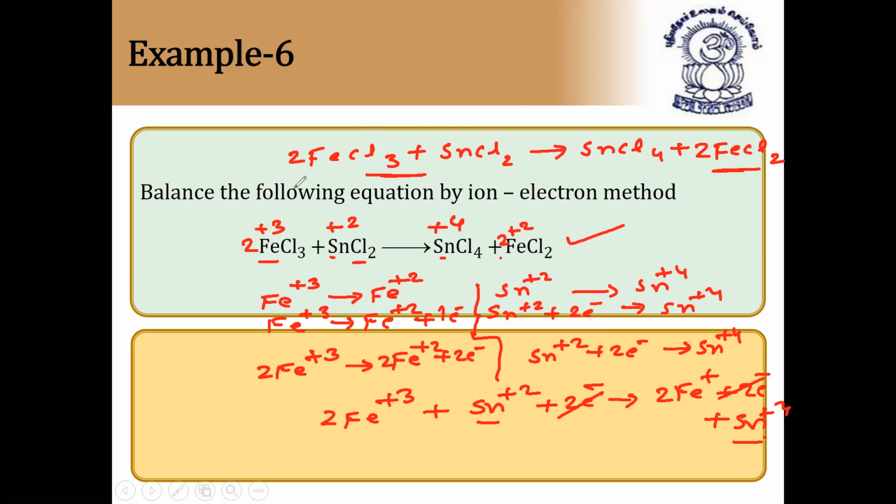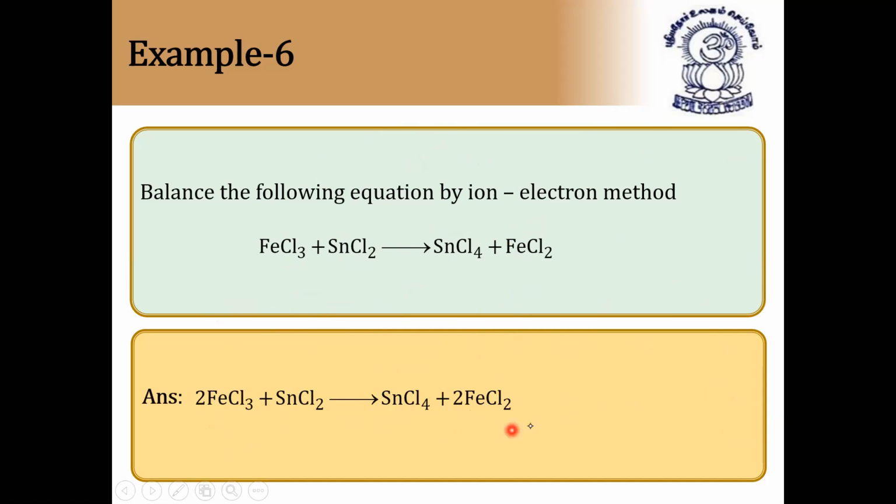So this is balancing the following equation by ion electron method. Let us see the answer now. Please check it. 2 FeCl3 plus SnCl2 gives SnCl4 plus 2 FeCl2. I'll clear the drawings. You can see here, it's very, very easy and easy to understand. I hope it is clear.